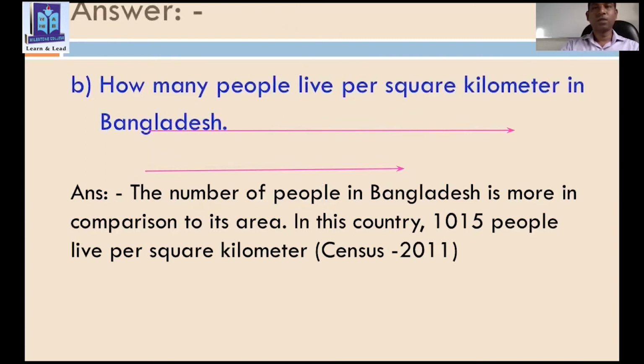You can see question number B. How many people live per square kilometer in Bangladesh? You know the answer. The number of people in Bangladesh is more in comparison to its area. In this country, 1,050 people live per square kilometer. Census 2011. You know, the last population counting was held in 2011. Then our population was 1,015 per square kilometer. Thank you very much.